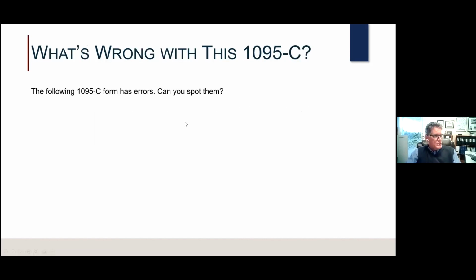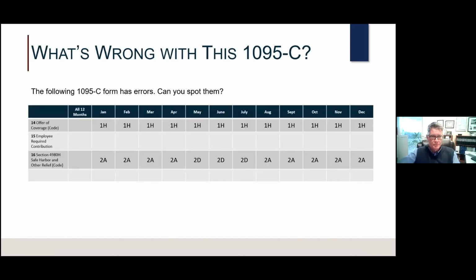The last thing I want to do is throw up very few, 5 in total, 1095s that have some errors in them. And I'm going to have you take a look at them, see if you can spot the errors, and then we'll talk about where those errors exist. And so here's the first one. Take a look at these codes and tell me where you think this 1095 is wrong.